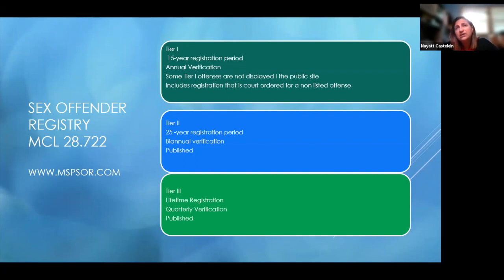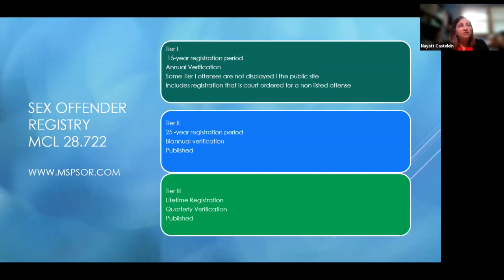So the way that our registration is set up right now is there are 3 different tiers that offenders can be placed on depending on what their offense was. The first, tier 1, is your lowest tier. This is a 15-year registration period, and it has annual verification. So every year, at the month of their birthday, the offender would have to go and verify their information with the local law enforcement office.